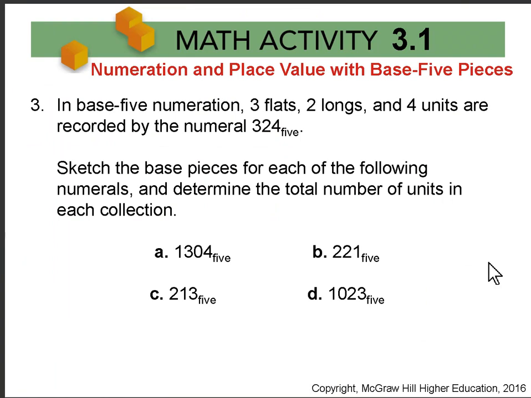In question 3, we look at how you denote these things. So if we have 3 flats, 2 longs, and 4 units, we would record this as 3, 2, 4 base 5. And so in question 3, we ask you to sketch some base pieces and then also determine the total number of units in each collection. Notice the words I used, 3, 2, 4, base 5. I don't use base 10 words here. 300 would be incorrect. That's a base 10 word.